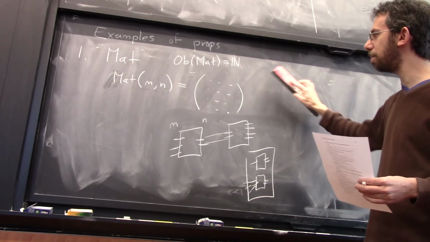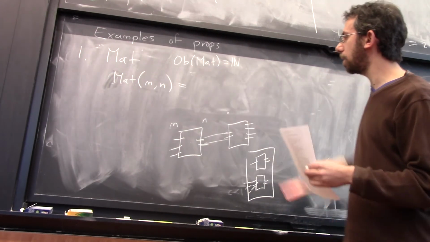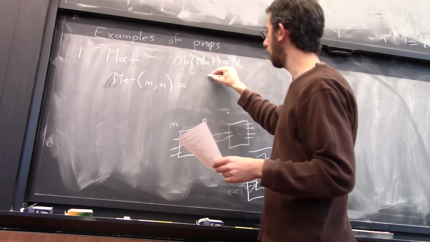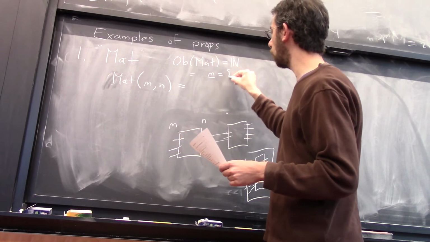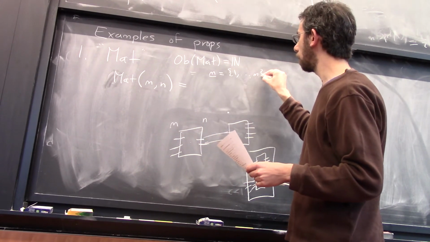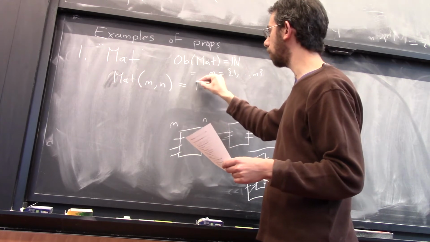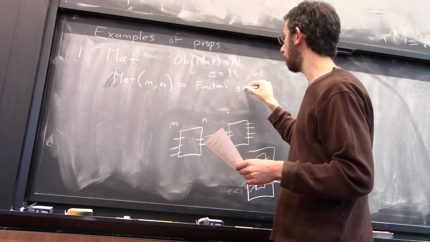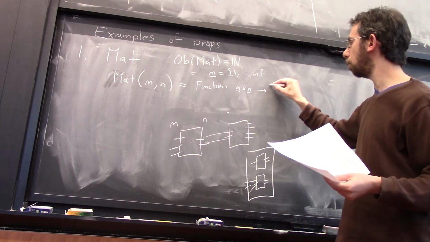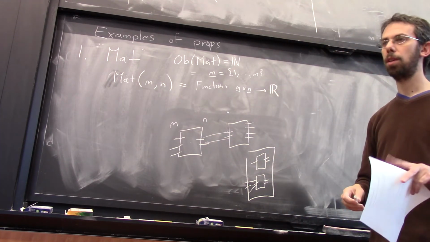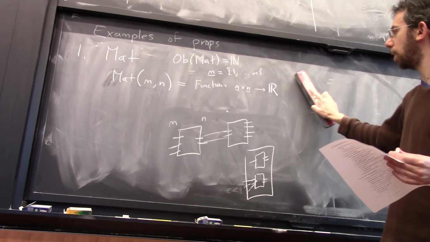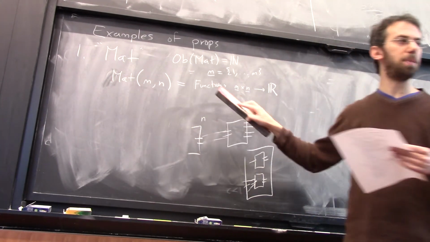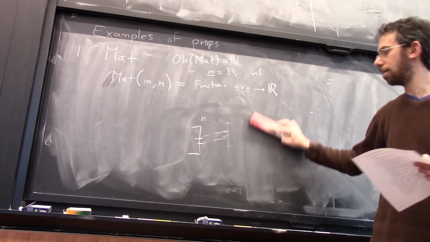Okay, so it's the set of matrices. I guess you could say, if you let m be the set 1 through m, then you could call this the set of functions from m times n to, say, the reals. So these are like the real valued matrices. But you know what? Mat mn just means m by n matrices.